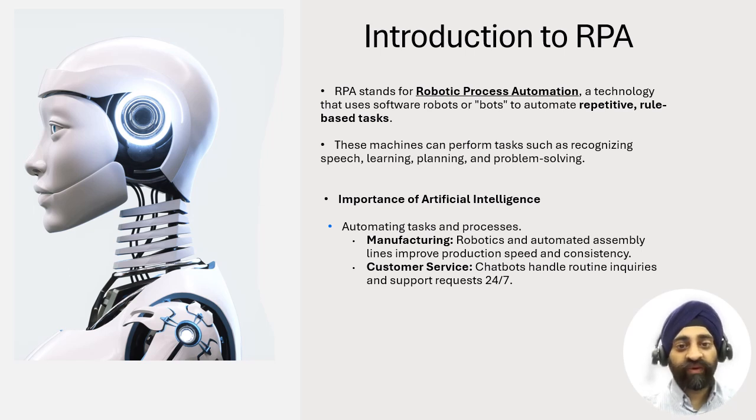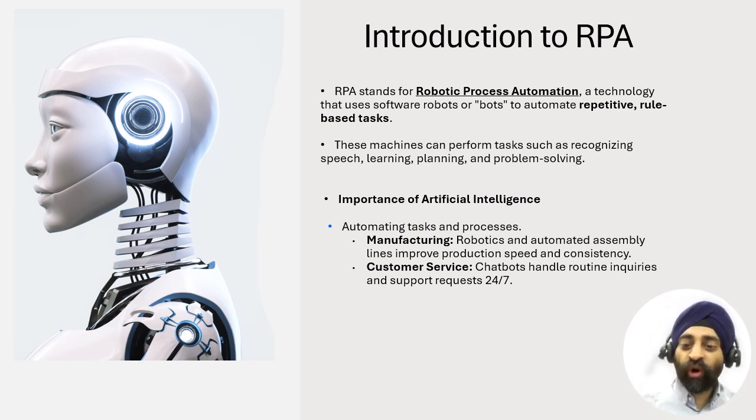Now let's begin with what is RPA. RPA is a technology that allows organizations to automate tasks that are repetitive and rule based. These tasks are typically mundane and take up a significant amount of time when done manually. The term RPA stands for Robotic Process Automation.